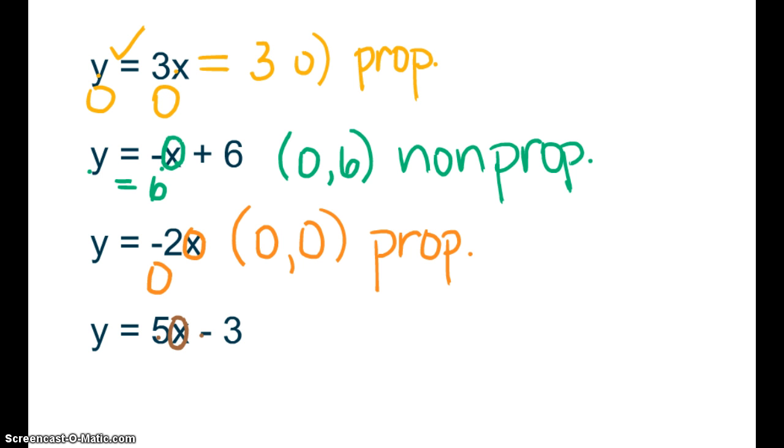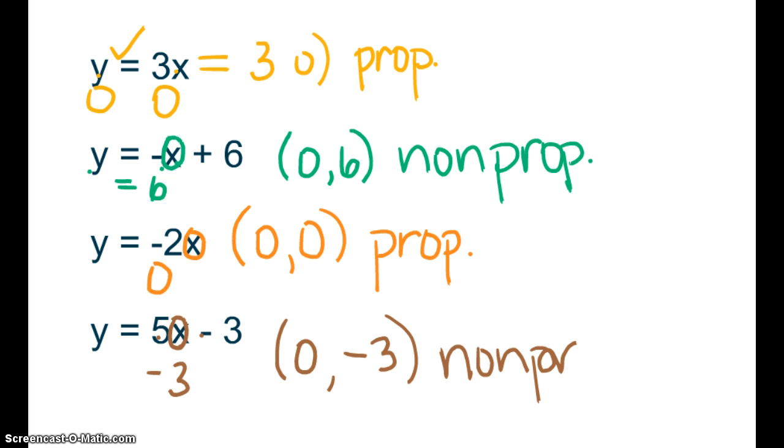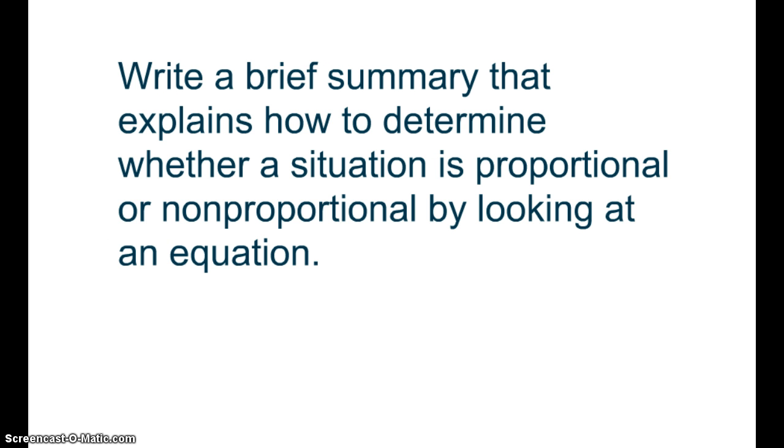And then in this last situation, if I plug in 0 for x, 5 times 0 is 0, minus 3 is negative 3. So this point, when x is 0, y is negative 3, that does not go through the origin, so this is non-proportional.